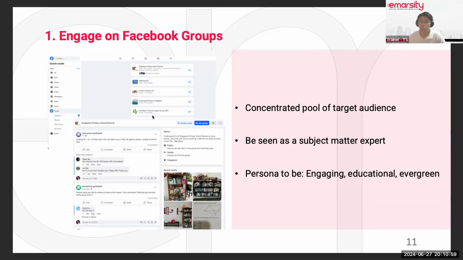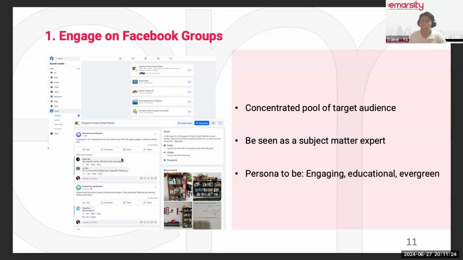After you join a group, you listen. You listen to what the group is talking about. Listen to whether they are complaining about a competitor, whether they are talking about a service or product gap that's not met by the market currently. So you have an opportunity to create one to meet the gap.